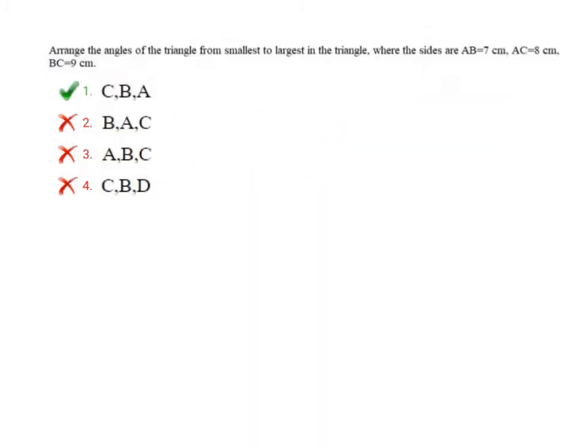Arrange the angles of a triangle from smallest to largest, where the sides AB, AC, BC are given as 7, 8, 9. You just need to know that the angle opposite to the larger side is always larger, and the angle opposite to the smaller side is always smaller. Now 7, 8, 9 are the sides AB, AC, BC. The angle opposite to AB will be angle C, AC will be angle B, BC will be angle A.